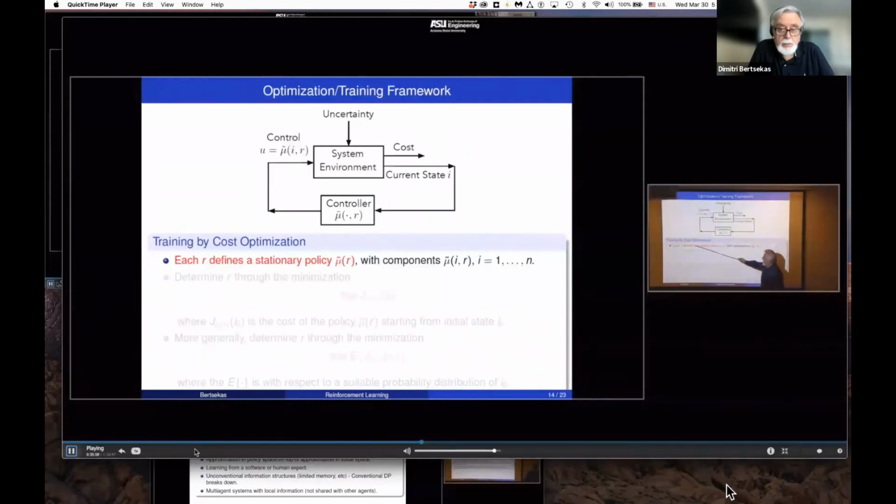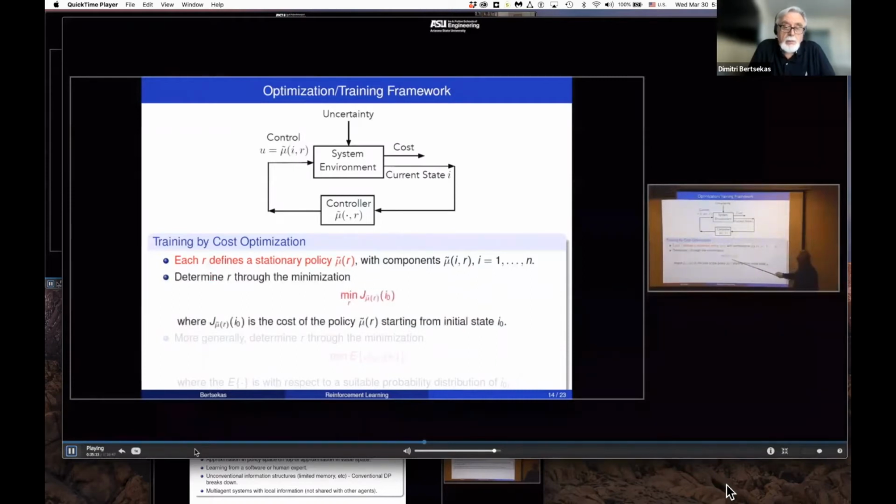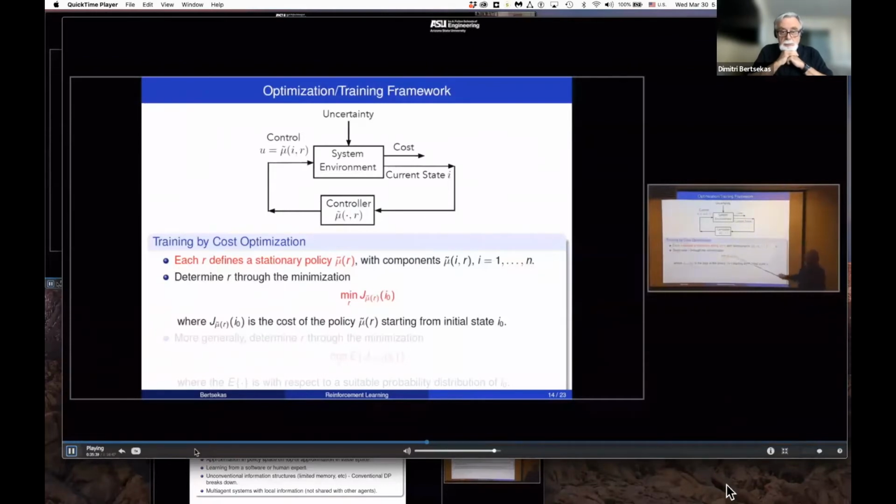Now let's look at the training, finding R by cost optimization. Every R defines a stationary policy, which we denote like so, and with these components. And we determine R by minimizing the cost corresponding to the parametrized policies. Okay, what is this? This is the cost of policy mu tilde R, starting from a selected initial state I0. So this is a function of R, the parameter vector. And we can try to find the optimal parameter vector.